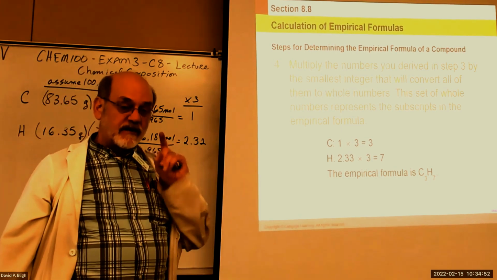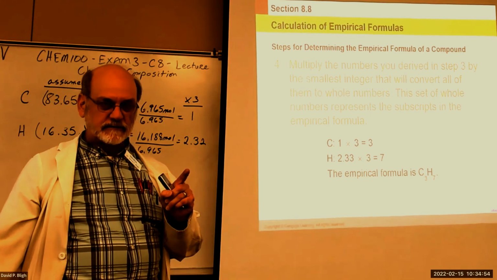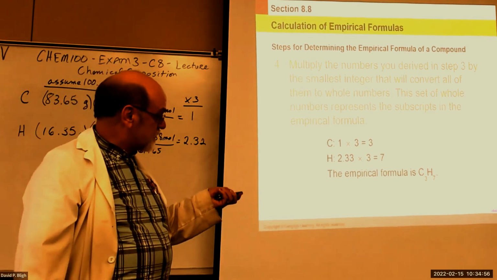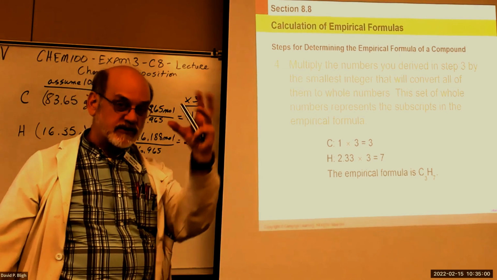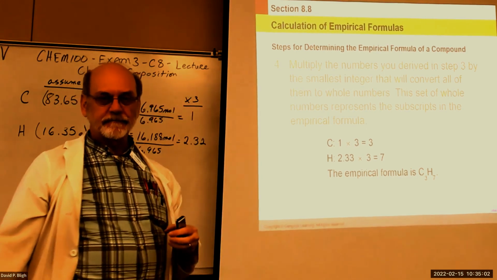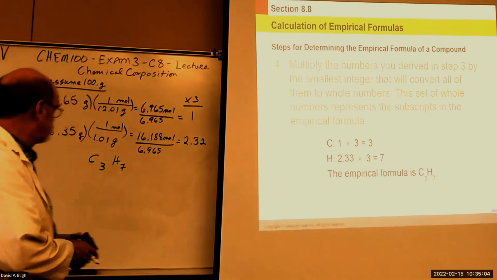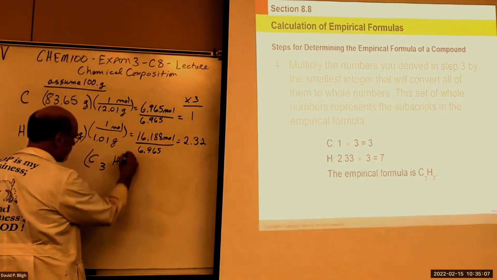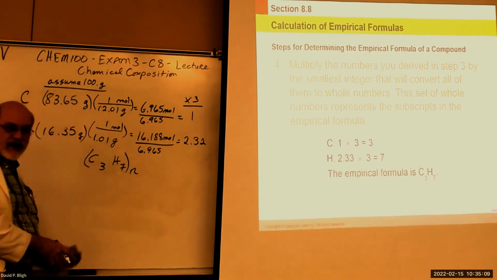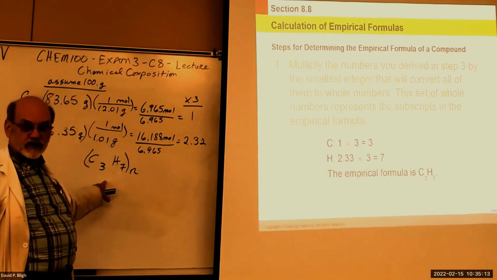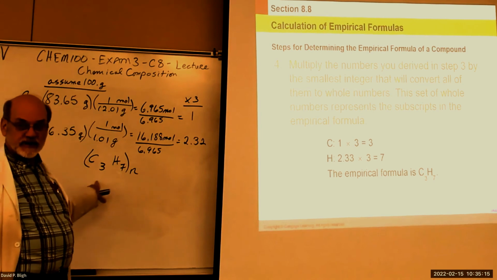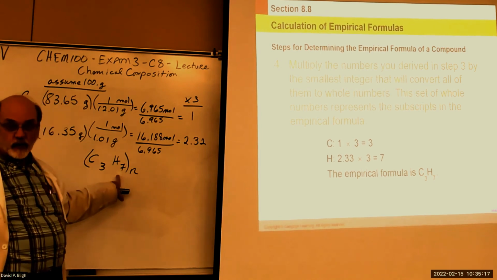Now, that's not the molecular formula. In other words, this doesn't guarantee that the molecule will only have 3 carbons and 7 hydrogens in it. It could be a multiple. It could be any multiple of that. If n equals 1, then yeah, that's the formula for the molecule. If it's 2, then it'll be C6H14.